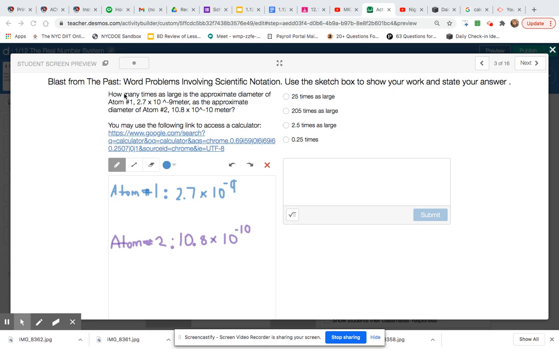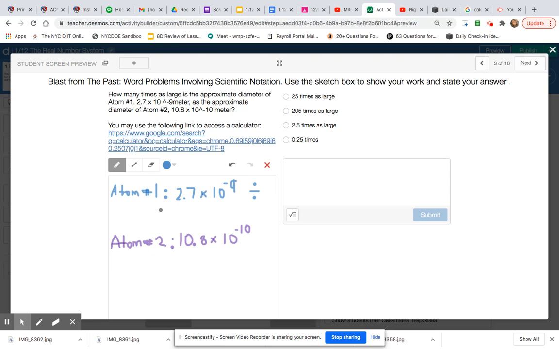So in order to do that, we need to figure out what keywords we're going to use to determine the operation. So in the beginning, we see how many times as large. So when you see that, guys, the first thing that should come into mind as the operation is division, okay? So what we're gonna do, we're gonna convert these two numbers into standard form and divide because we're used to dividing numbers in standard form.